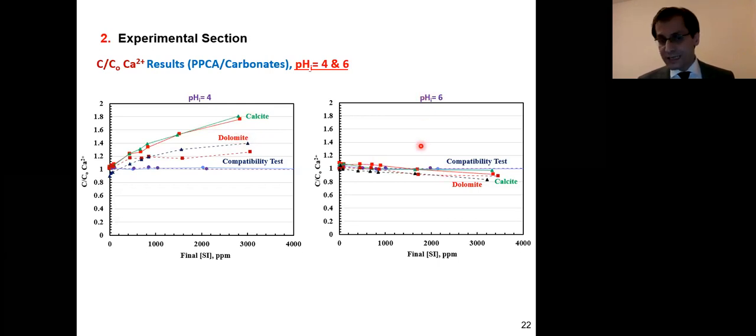But for pH 6, the amount of rock dissolution is negligible because the system is very close to a neutral system, and rock dissolution is negligible. That's why we don't have, sorry, an increased amount of calcium in the system.